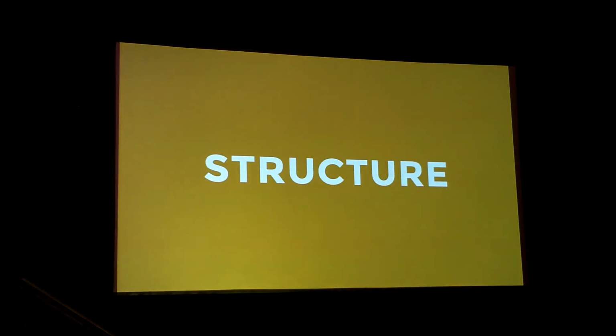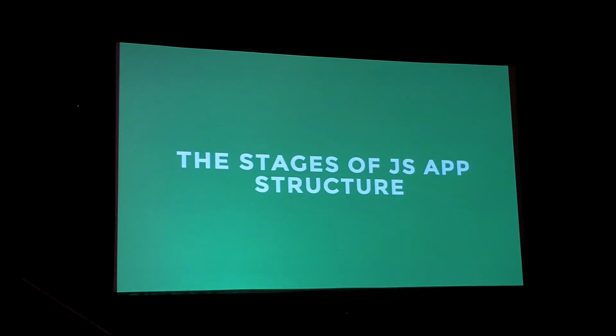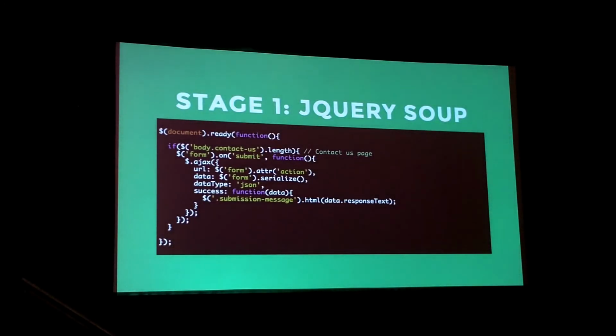So one of these things that I think is really important to start with, to look into at least a little bit, is the structure of your application. Starting with a few of the stages of JS app development structure as I see them. I mean, the first one here is that jQuery soup or DOM soup, the sort of callback hell that I was talking about before. And this is totally fine in some situations.